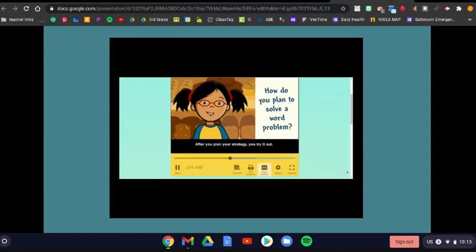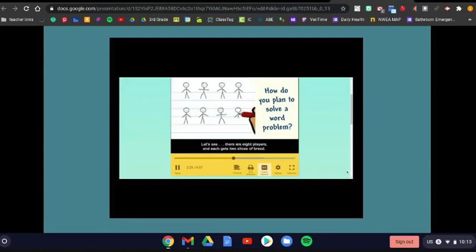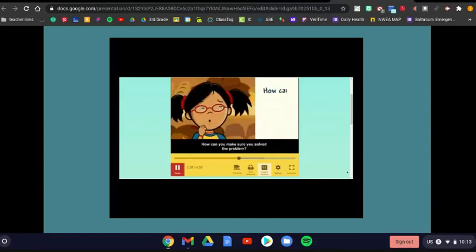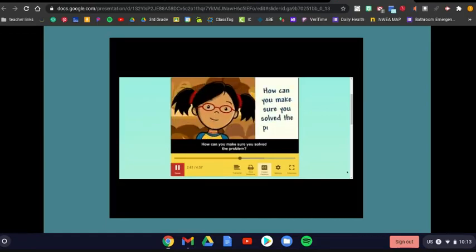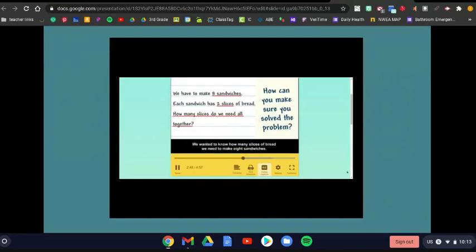After you plan your strategy, you try it out. I'm going to draw pictures. Let's see. There are 8 players, and each gets 2 slices of bread. Now I count up all the slices. We need 15 slices of bread. How can you make sure you solved the problem? After you solve, look back at the question to make sure you answered it. We wanted to know how many slices of bread we need to make 8 sandwiches. I think we need 15 slices.